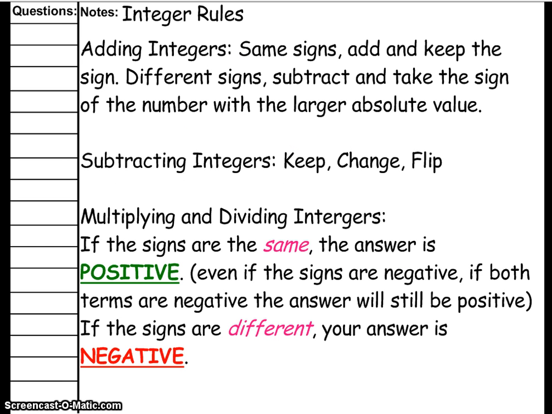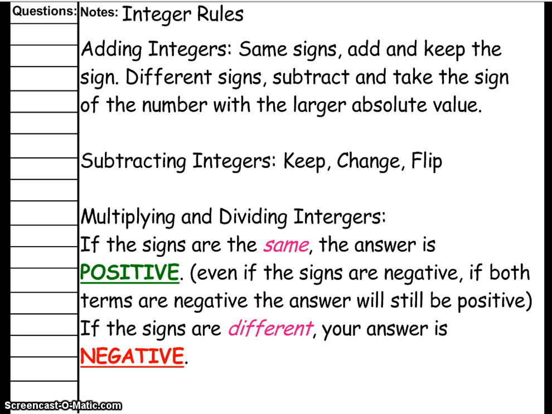Well, let's look at those rules. For adding integers, when you have the same sign and you add, you can keep the sign. So if you add a negative plus a negative, the answer will be negative. If you add a positive plus a positive, the answer will be positive. If they have different signs, then you can subtract and take the sign of the number with the largest absolute value. So how many spaces is that number away from zero? Whichever number has the most spaces from zero, that is the sign that you will take.